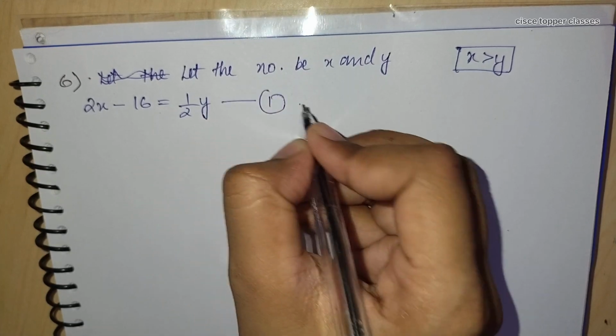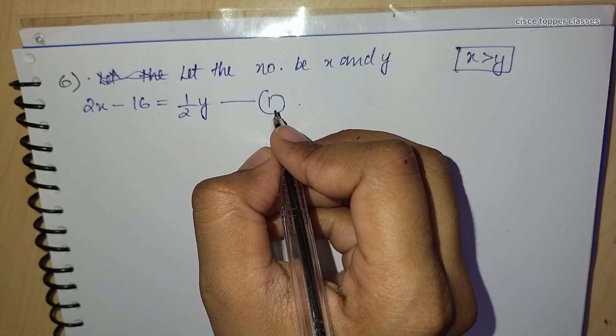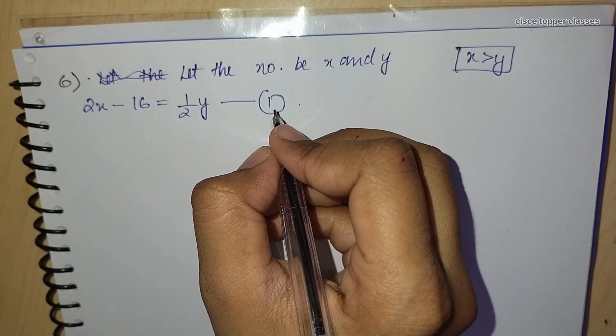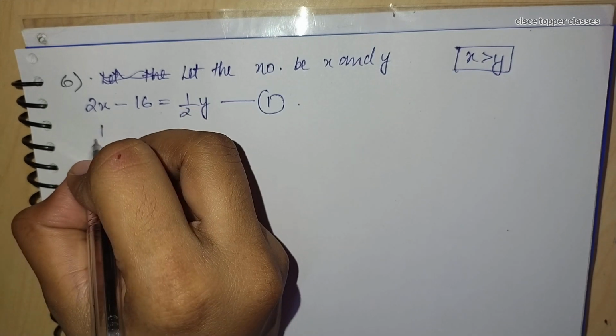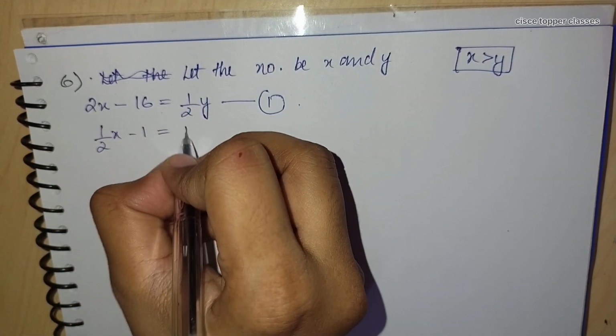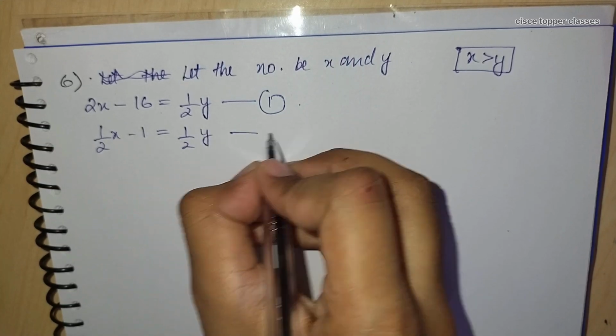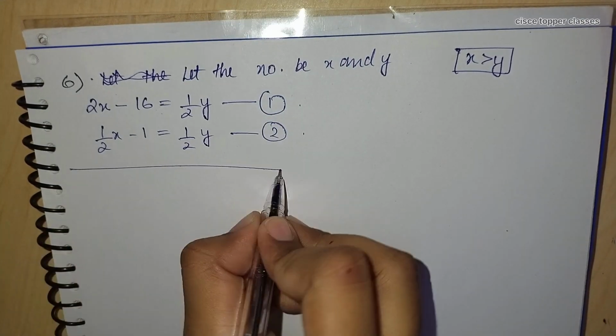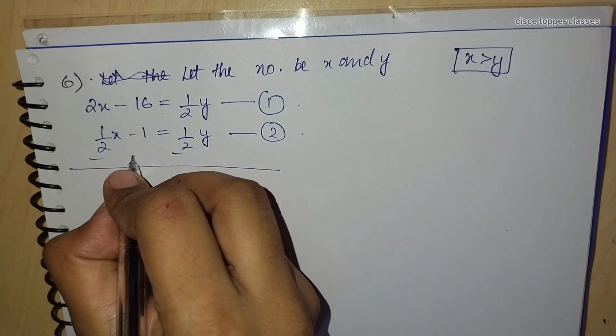Let it be the first equation. If from half the greater number 1 is subtracted, the result is still half the other number. Let it be the second equation. Now we will subtract this equation here.